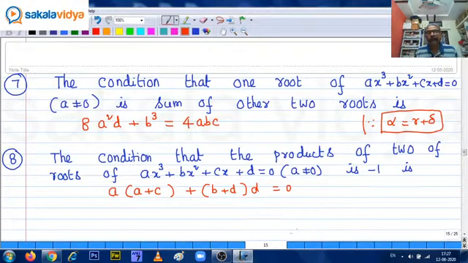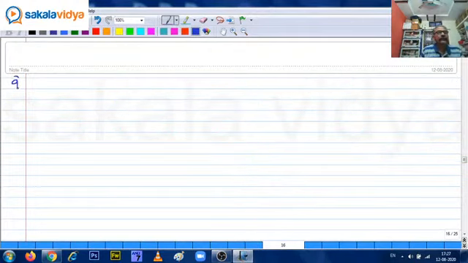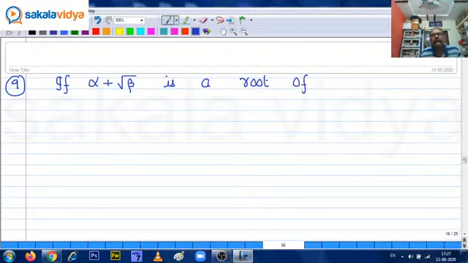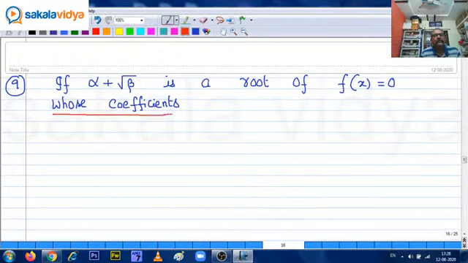So next, ninth concept. If alpha plus root beta is a root of f of x equals 0 whose coefficients are rational, and this is important, rational means it may be real also, but not complex, then alpha minus root beta is also a root.